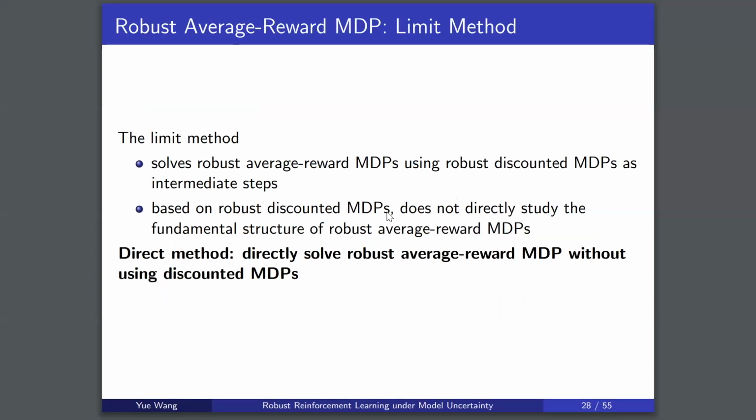Okay. So to summarize, in the limit approach, we developed the method to solve the average reward problem based on the discounted one. And since the limit approach is based on the discounted one, we cannot expect this approach to directly reveal the unique and fundamental structure of the robust average reward MDPs, because all the methods are based on the discounted one. So it motivates us to develop the direct approach, which aims to directly solve the average reward MDP problems without using the discounted one.